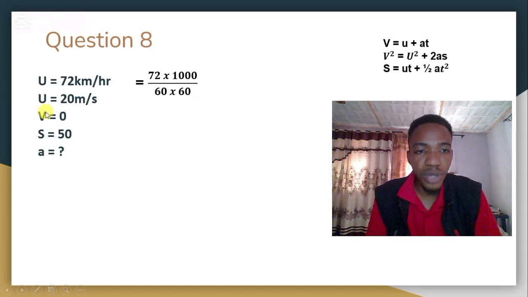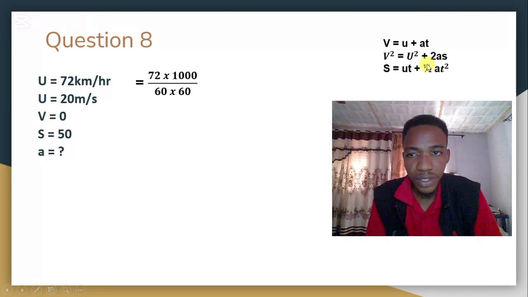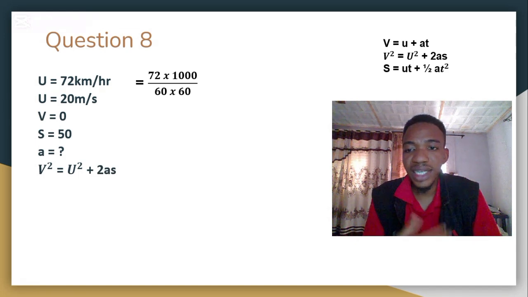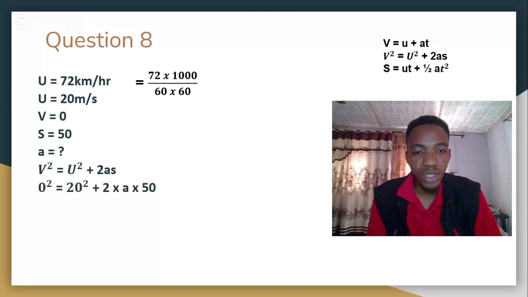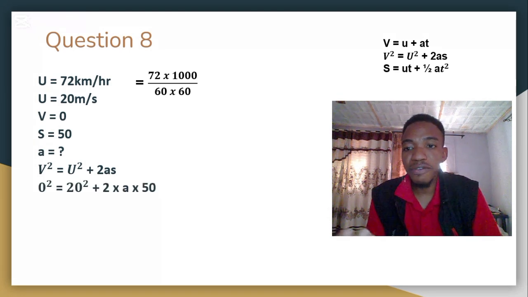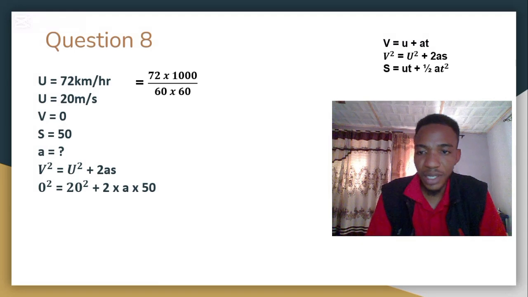So if you look at this, of all the parameters we are given, which one suits this? You have u, you have v, you have s, you have a. So the second formula actually does justice to this. And the second formula is v squared equals u squared plus 2as. So substitute your values and the answer will jump to you. So let's do that. 0 squared equals 20 squared plus 2 times a, since we are looking for the deceleration, which is the same thing as the acceleration.